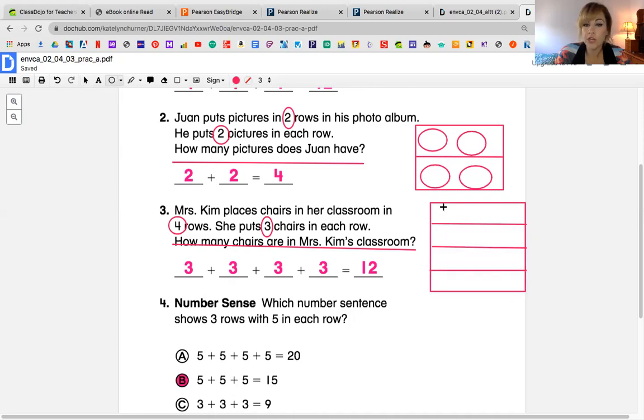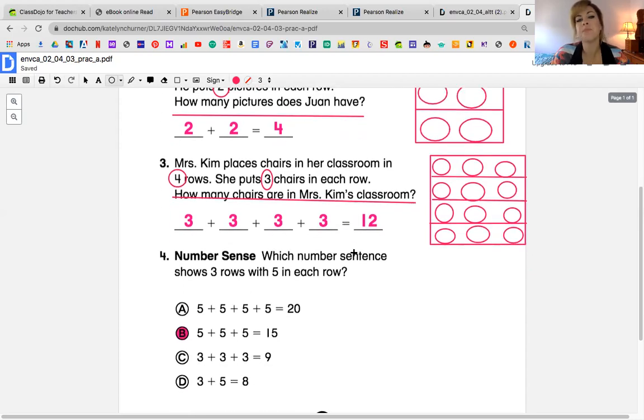And there are 3 chairs in each. So I have 1 chair, a 2nd chair, and a 3rd chair. And then this one has 1, 2, 3, 1, 2, 3, 1, 2, and 3. So in total, I have 3 chairs in each row, which is 3 plus 3 plus 3 plus 3 equals 12. Okay, I hope it's kind of helping that you guys can see my arrays.